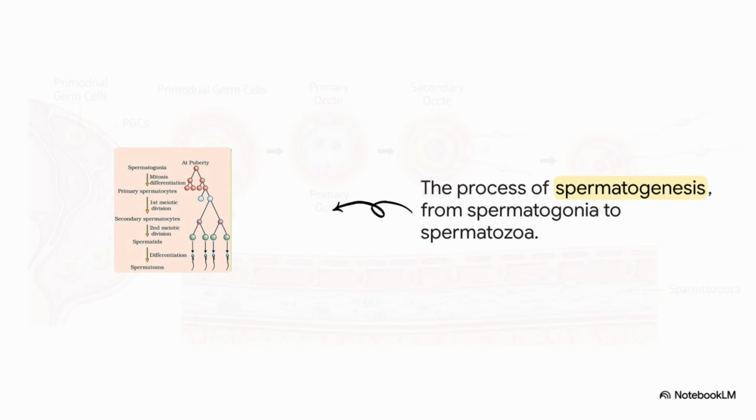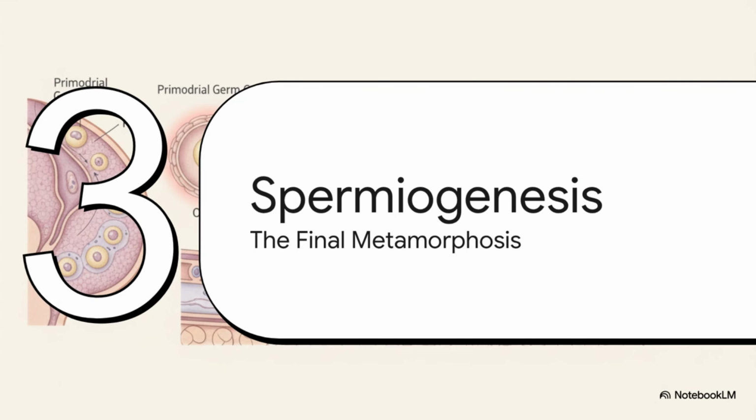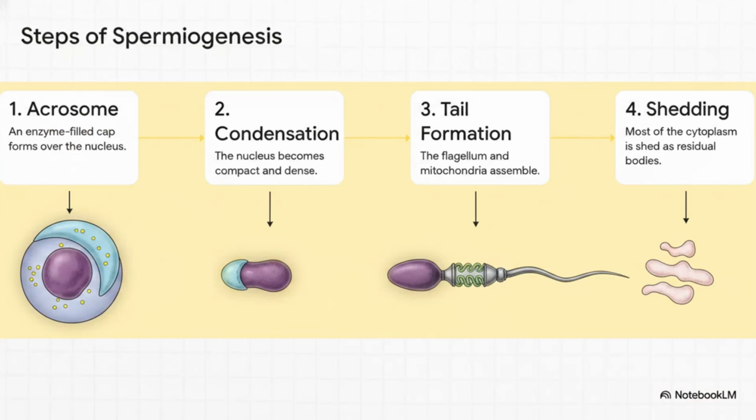Then those secondary spermatocytes really quickly finish meiosis II, and the result is 4 equal-sized but still round and immature cells called spermatids. But hold on, a round spermatid is not a spermatozoan. It can't swim, it can't fertilize anything. To become a functional gamete, it has to go through this dramatic physical transformation called spermiogenesis. And this isn't cell division, this is a complete cellular makeover.